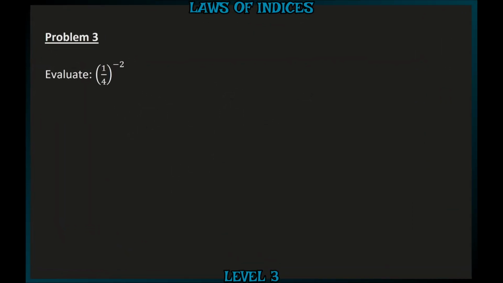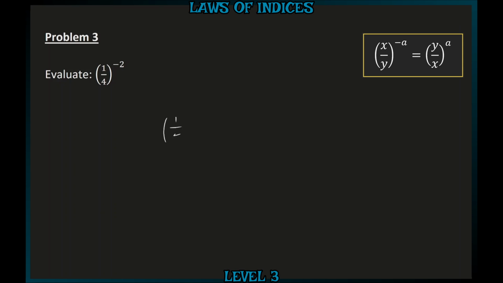In problem 3, we're evaluating 1 over 4 to the power of minus 2. Now, since we have a negative power here, we're going to use this law, which tells us that we can rewrite 1 over 4 to the power of minus 2 as 4 over 1 raised to the power of 2. Now 4 over 1 means 4 divided by 1, which is 4. So we have 4 to the power of 2. And 4 to the power of 2 is 16, which is our final answer for problem 3.